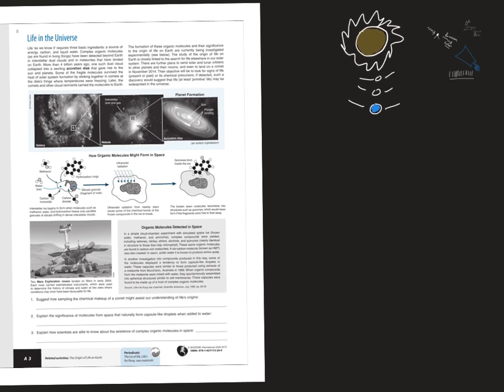If the sun is burning fuel, then eventually the sun is going to run out of fuel, right? And it's been around for billions of years. So how can something burn for billions of years? Well, it has to be really, really big. It has to have a lot of stuff.